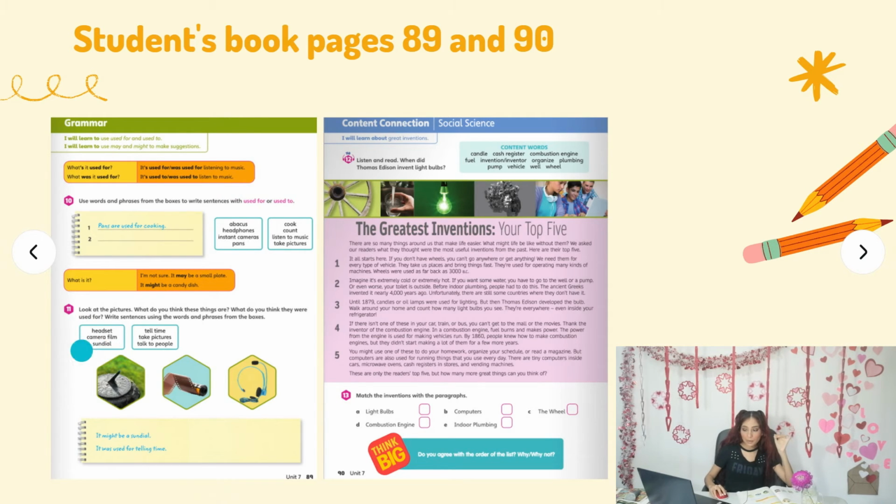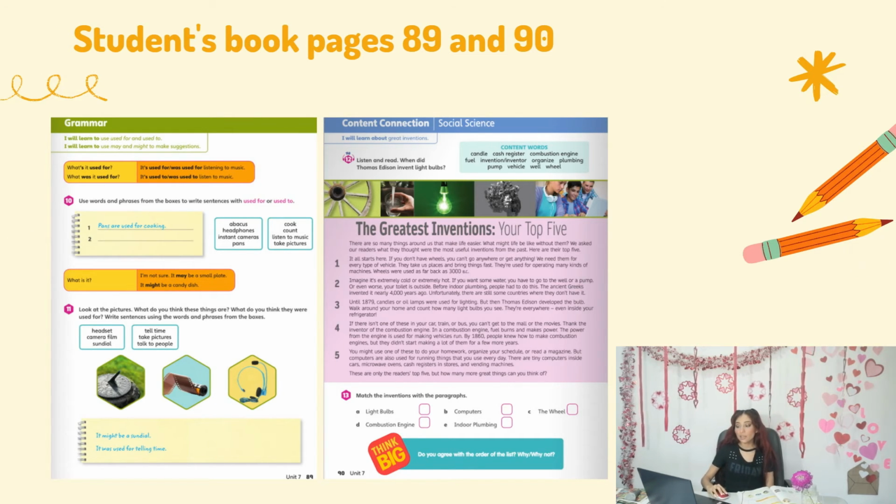You have the pictures in here, but you have the names. Headset, camera film, and sundial. So the usages are telling time or tell time, taking pictures or take pictures, talk to people or talking to people, depending on what you are going to use. But in this case, we're not going to use used for or used to. We're going to use may or might. Example, it might be a sundial. It was used for telling time, okay? We are going to write it like the others. It might be or it may be an instant camera. It was used for taking pictures. With what we already have here, okay?